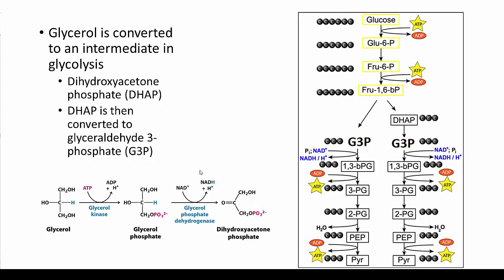The point here is that our glycerol head enters right here in the form of DHAP. It is then converted into glyceraldehyde 3-phosphate and continues along the way. So a fatty acid head can enter in the intermediate stage of glycolysis where we are splitting.